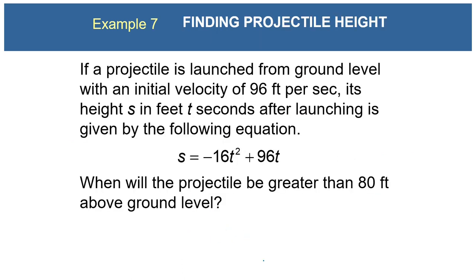In example 7, if a projectile is launched from ground level with an initial velocity of 96 feet per second, its height s in feet t seconds after launching is given by the following equation: s equals negative 16t squared plus 96t. When will the projectile be greater than 80 feet above ground level?